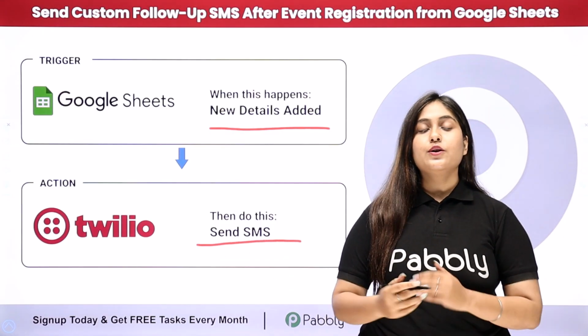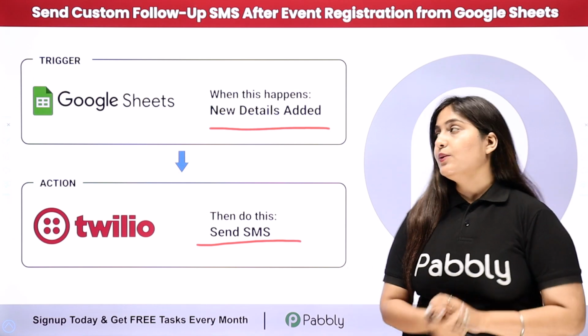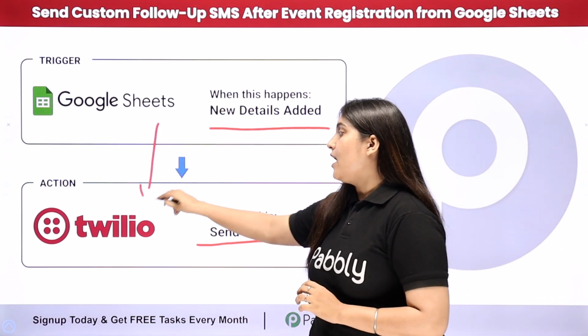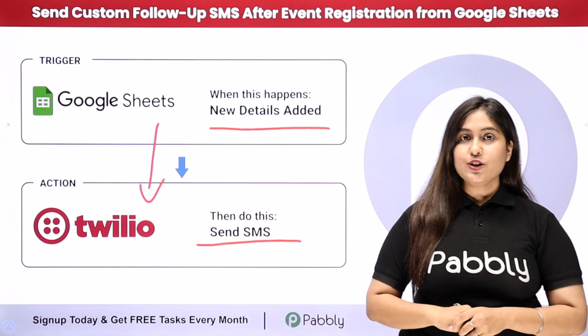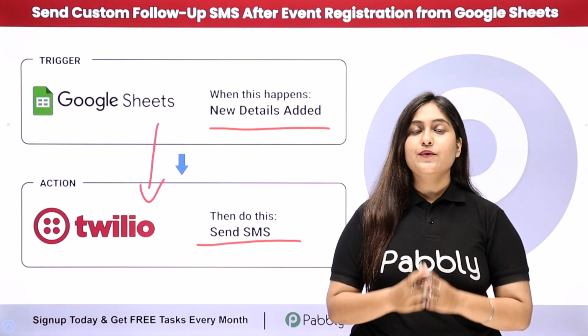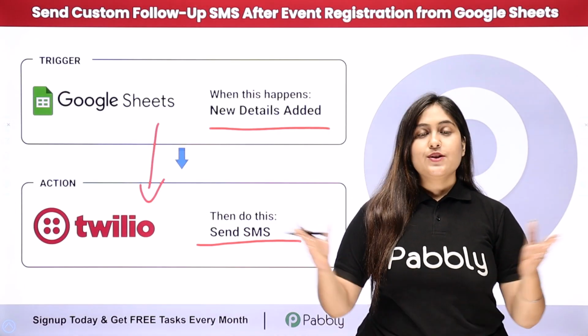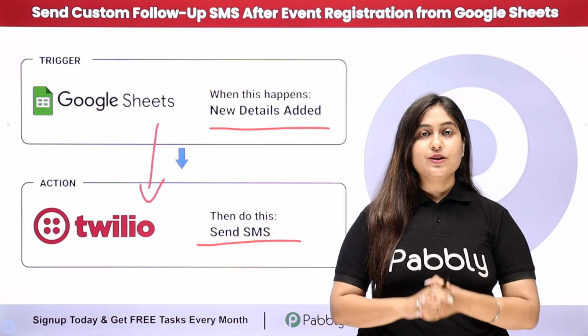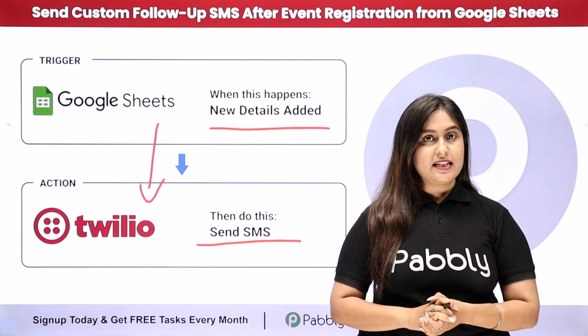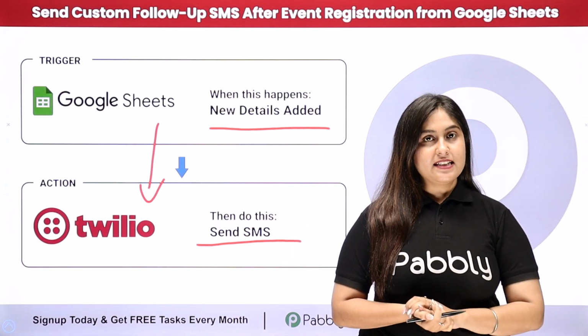To automate the entire process, I need to connect my Google Sheets with my Twilio account, that is an SMS sending application, using an automation software named Pabbly Connect. To see the working of this automation and to learn this process step by step, let me take you all to my screen.